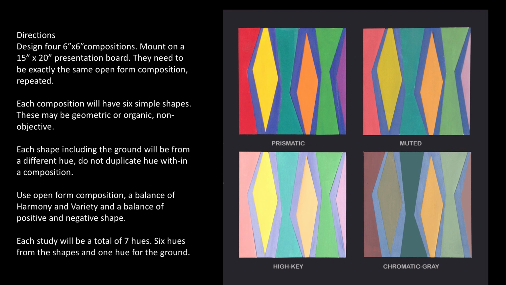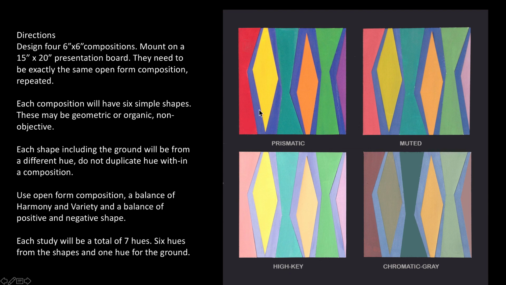What I want you to do is to keep to six simple shapes in a ground. You can use geometric or organic. Keeping them non-objective just makes the problem a little bit easier to accomplish. If you start getting hung up in the shape development, you might make it more complicated than it needs to be. The way I accomplished mine is I actually cut the shapes out and then I painted them. But you could paint it directly to the board. It depends on what your skill level is. Each shape will be a different hue, including the ground.